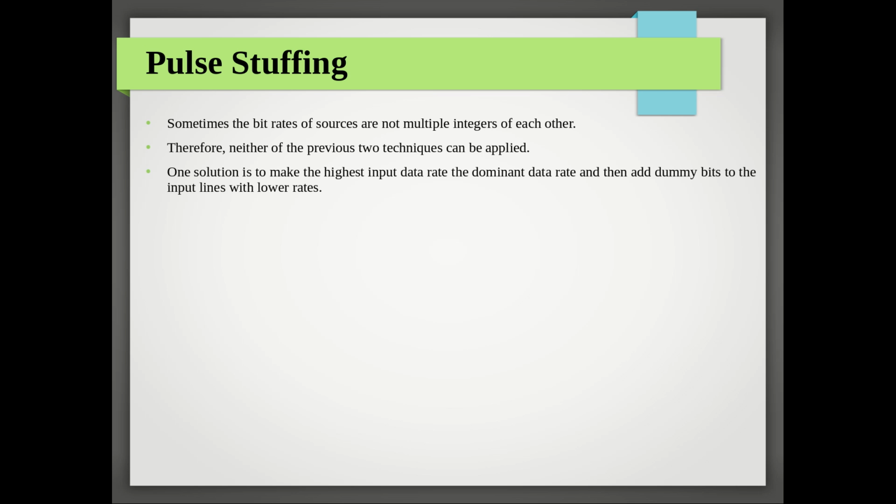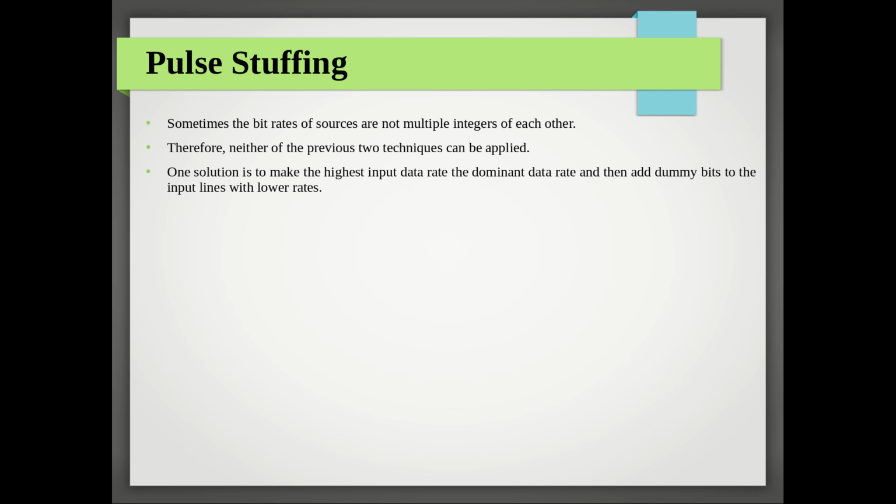So one solution is to make the highest input rate the dominant data rate and then add dummy bits to the input line with lower data. So this is our solution. In pulse stuffing, when we have different input lines with different input data rates, if one is a multiple of the other, we can try the previously discussed 2 methods. But imagine a situation where that concept of one data rate being a multiple of the other is not there.